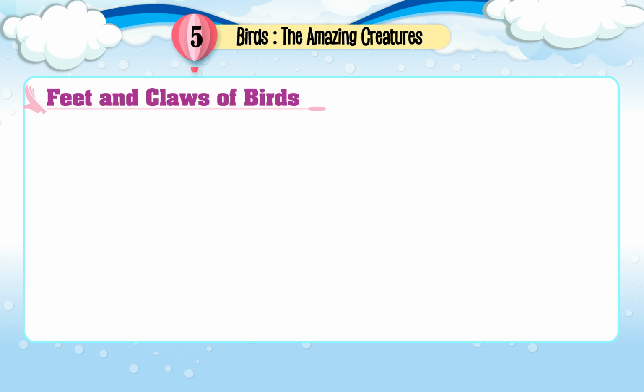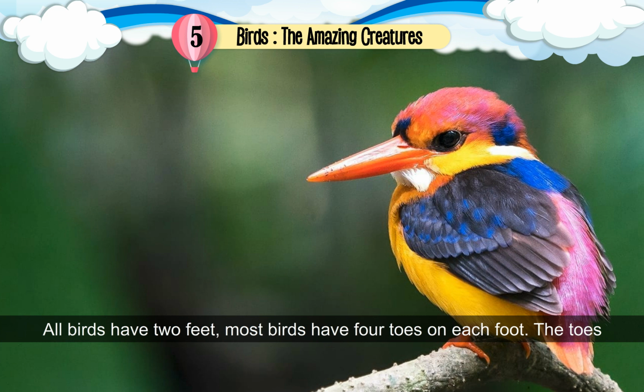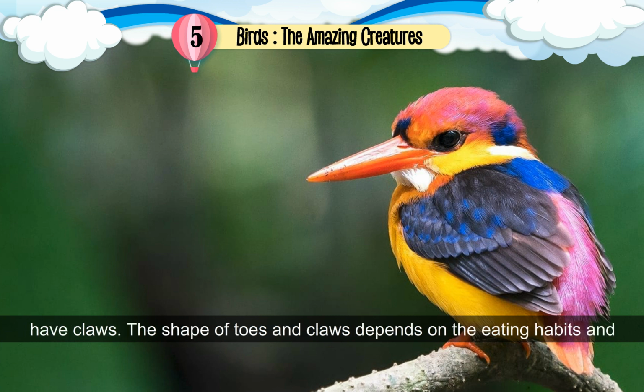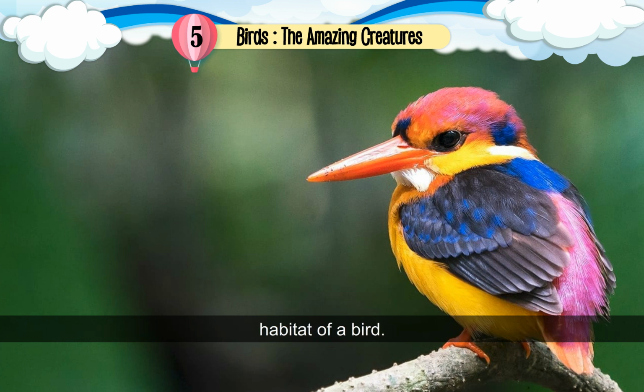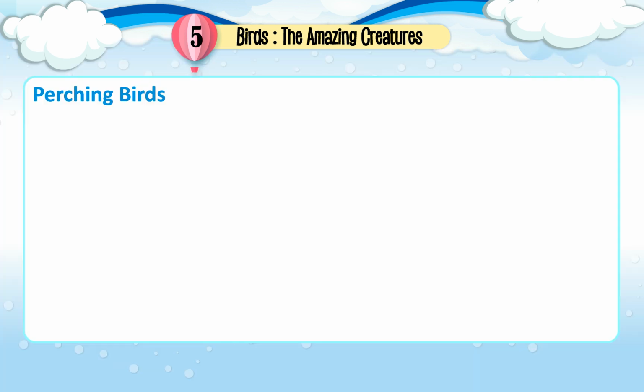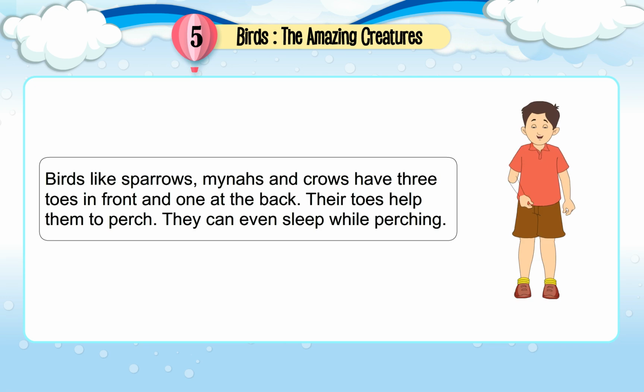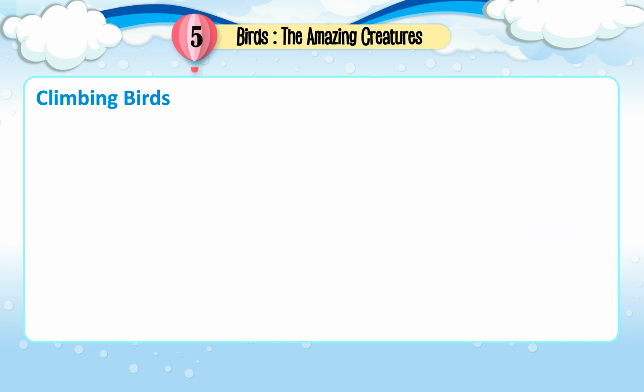Feet and claws of birds. All birds have 2 feet. Most birds have 4 toes on each foot. The toes have claws. The shape of toes and claws depends on the eating habits and habitat of a bird. Perching birds. Birds like sparrows, mynas and crows have 3 toes in front and 1 at the back. Their toes help them to perch. They can even sleep while perching.